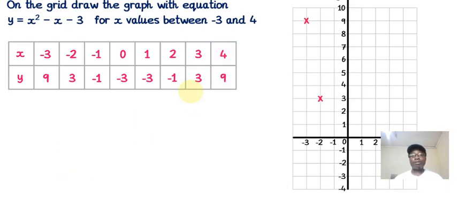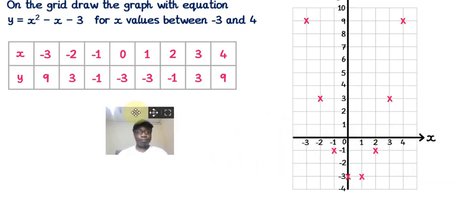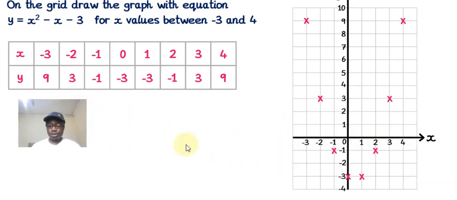And now that you have the points, you start to plot them on the graph. The next thing is to join freehand a smooth curve. And we plot a graph.